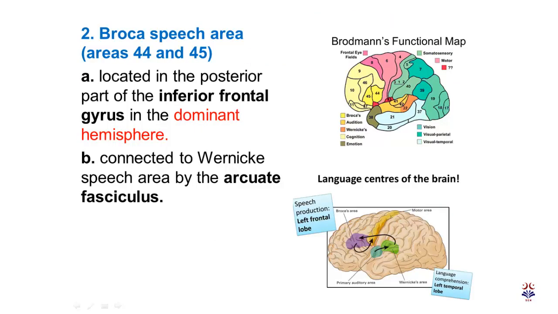Now we see the Broca speech area, areas 44 and 45. They are located in the posterior part of the inferior frontal gyrus of the dominant hemisphere, that is the left hemisphere. And it is connected with the Wernicke's speech area by the arcuate fasciculus. Here in this diagram, this is Wernicke's speech area, and both are connected by the bundle of fibers called the arcuate fasciculus.